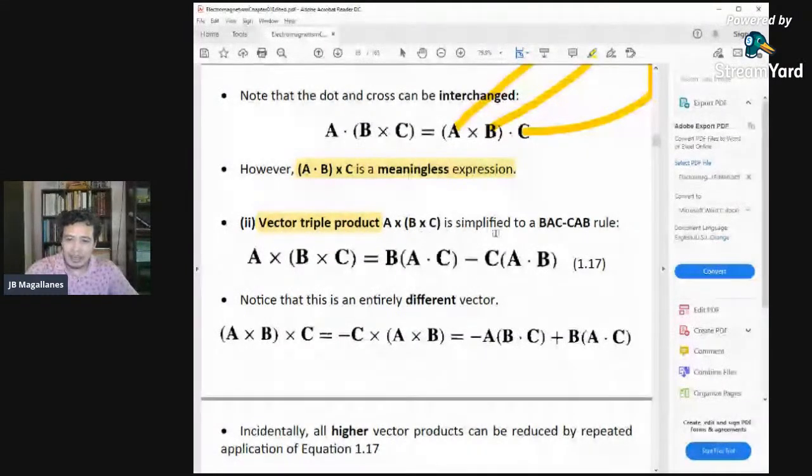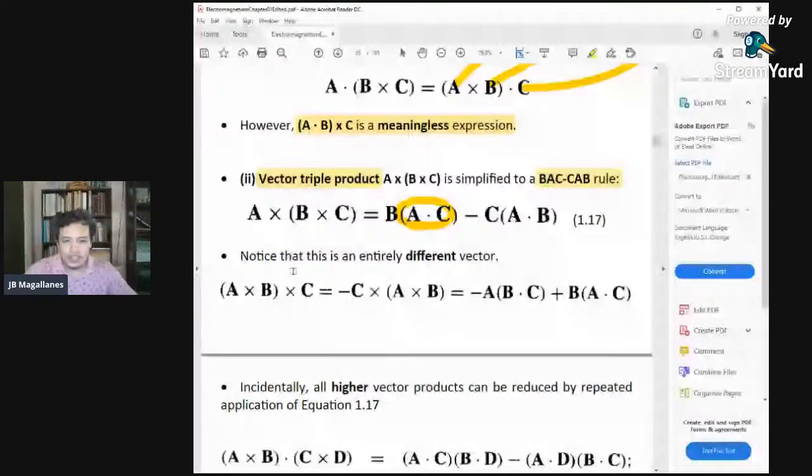This can be simplified through the BAC-CAB rule. This is the actual mathematical meaning of the BAC-CAB rule. So if you have A cross B cross C, this is equal to B times, there's no symbol here, just multiplication, A dot C. This one is a scalar. You can multiply a scalar to a vector, minus C, A dot B, also a scalar multiplied to a vector. So this is now your BAC-CAB rule.